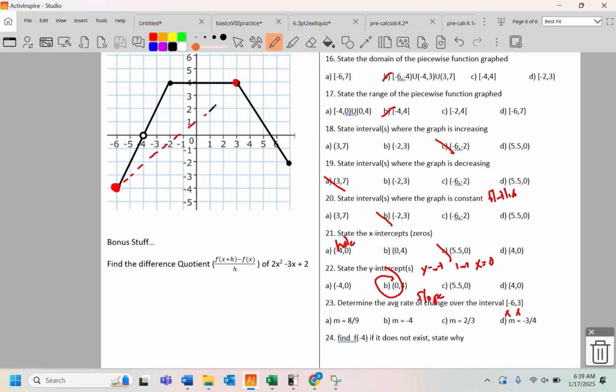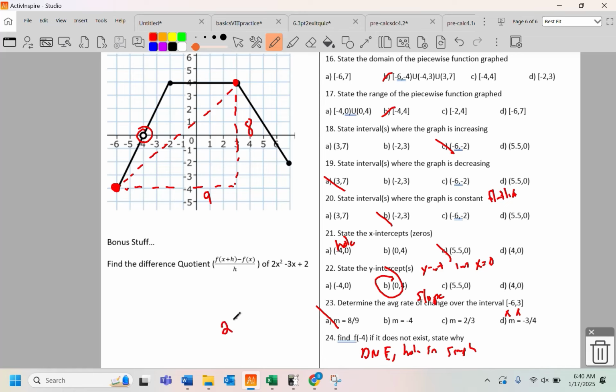Slope is a linear concept, so I'm thinking about the slope of that line. And what happened to that line? Count blocks. I went up 8 blocks, and I went right. What do we got? 3, 6, 9. And I was going uphill, so positive 8/9. 24 is find f of -4 if it does not exist. State why it does not exist. There is a hole, DNE, a hole in the graph.